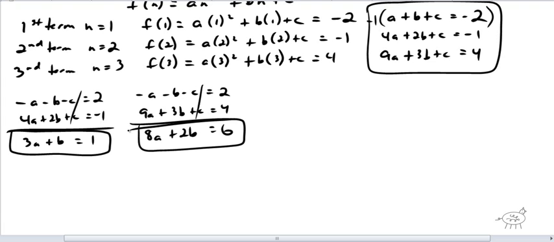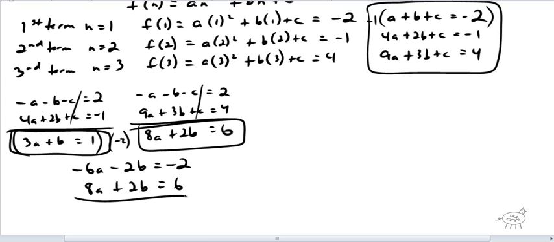So now I have just a and b, and I want to eliminate the b, right? I've got 2 equations, 2 unknowns. So I'm going to multiply this one by -2 to get rid of the b. So that gives me -6a minus 2b equals -2, and 8a plus 2b equals 6. And so we get 2a, the b's cancel, is equal to 4. So a is equal to 2. Okay? So a is 2.